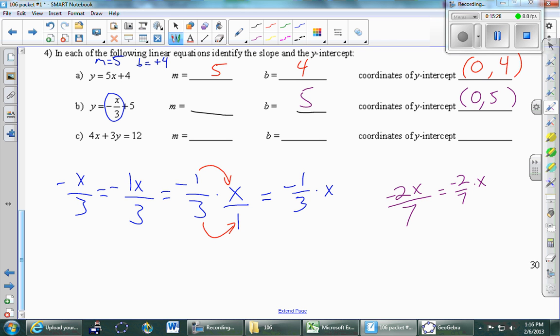Okay, now that this guy right here is really the same as this right here, I'm ready to tell you what the slope is. The slope is always the number touching the x. What is the number touching the x? It's negative 1/3. That's the m. Sometimes you have to do work to find that m.